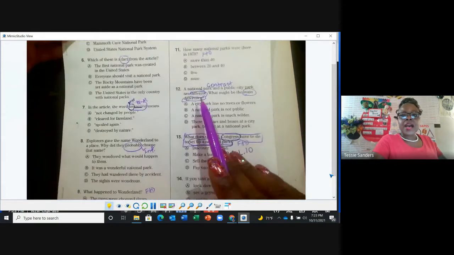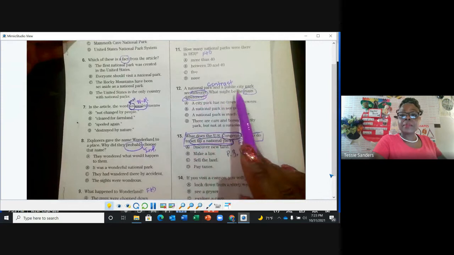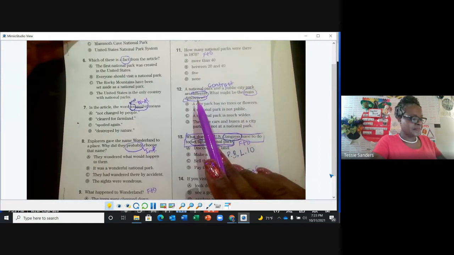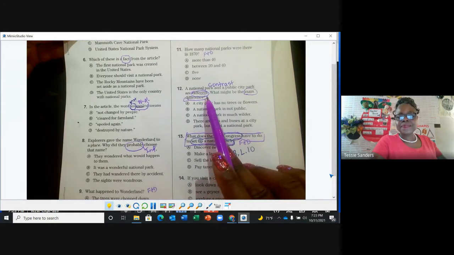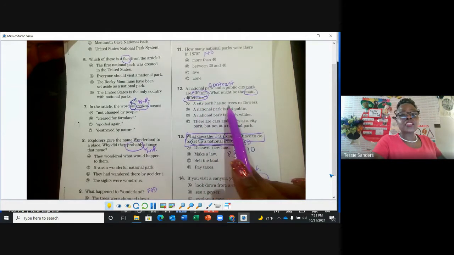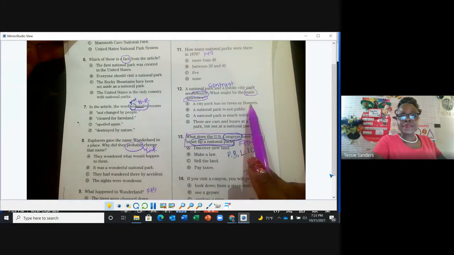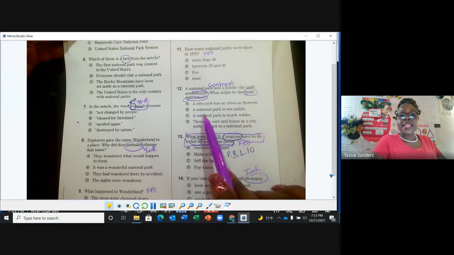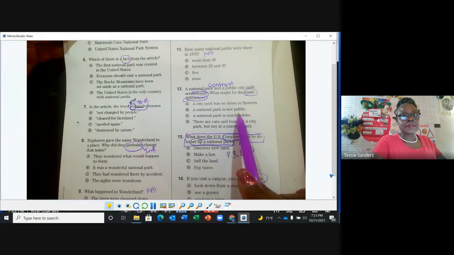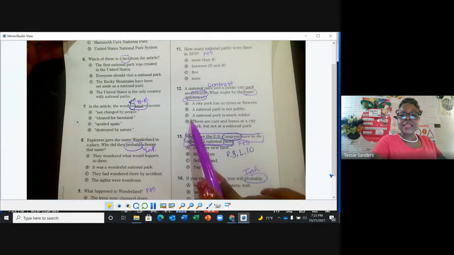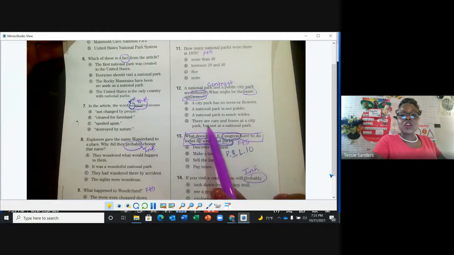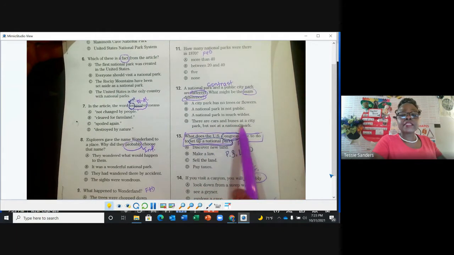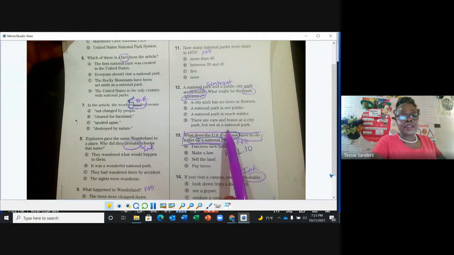12, a national park and a public city park are different. What might be the main difference? A, a city park has no trees or flowers. B, a national park is not public. C, a national park is much wilder. D, there are cars and buses at a city park, but not at a national park.